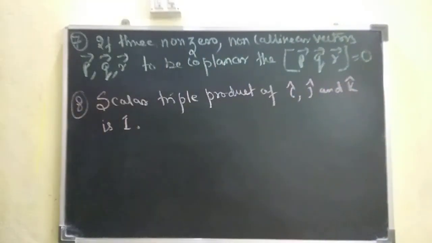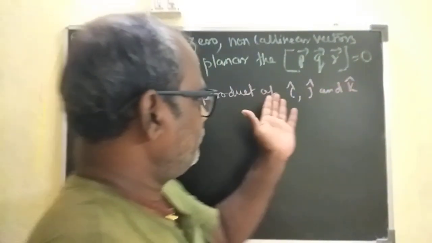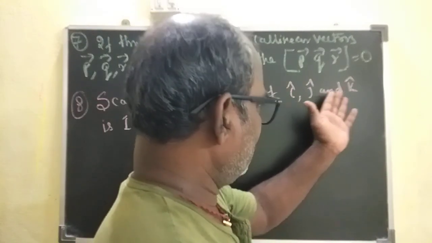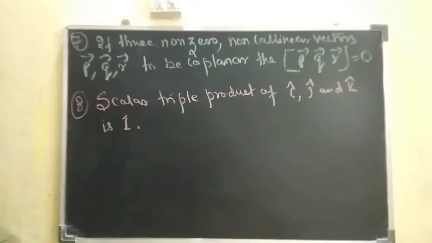0. And also the scalar triple product of unit vectors i, j and k is 1, which is unity.